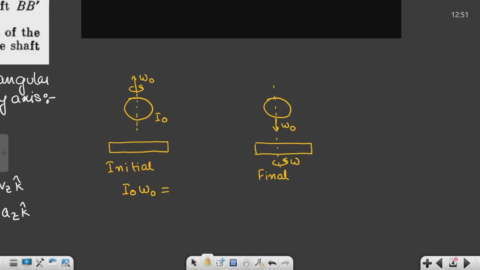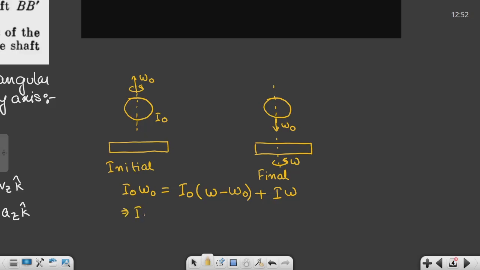Final angular momentum. See, if this platform is moving with angular velocity omega, that means the frame out here is also rotating with angular velocity omega, no? And this omega naught is in opposite direction. So the net angular velocity of this sphere will be nothing but omega minus omega naught, isn't it? So final angular momentum is nothing but I naught into omega minus omega naught plus moment of inertia of the platform into omega. The platform is rotating with angular velocity omega. Understood?